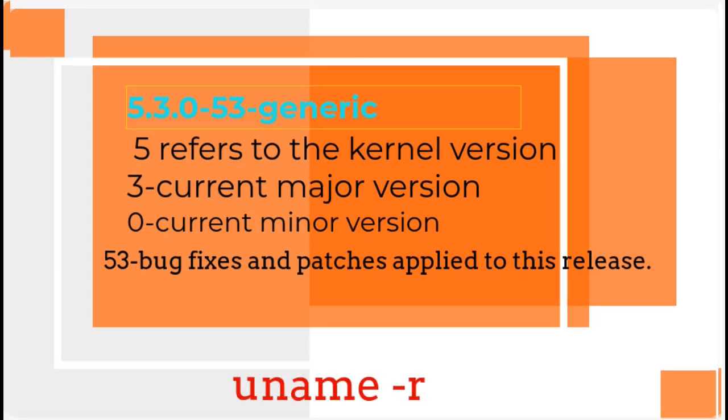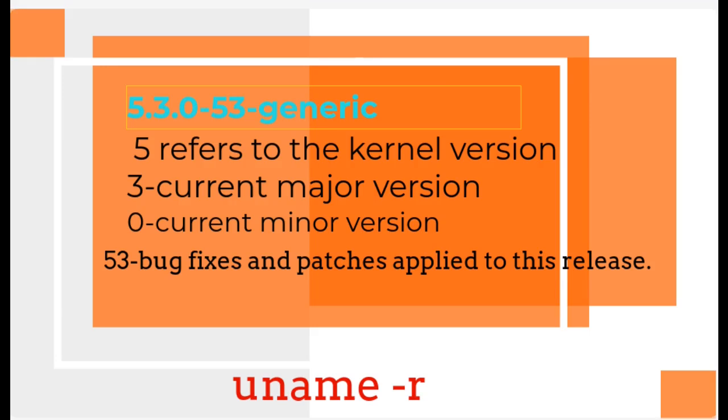uname -r. I am currently running Linux kernel version 5.3.0-53-generic, to be updated. Let's break down what this means. 5 refers to the kernel version. 3 refers to the current major version. 0 refers to the current minor version. 53 refers to the bug fixes and patches applied to this release.